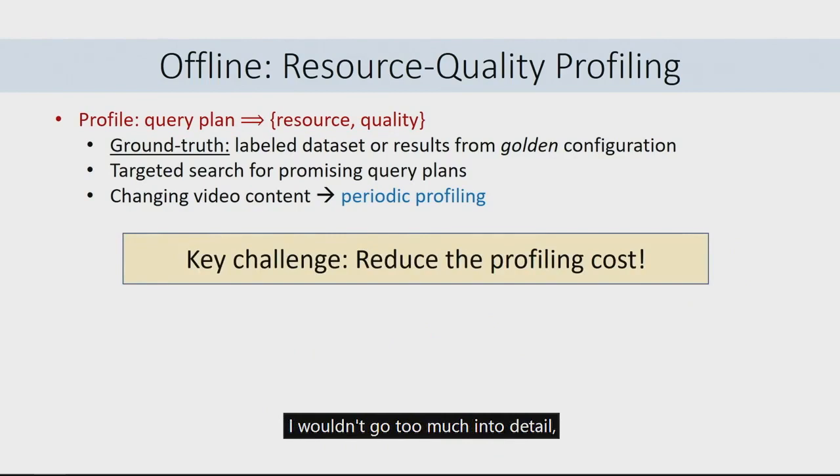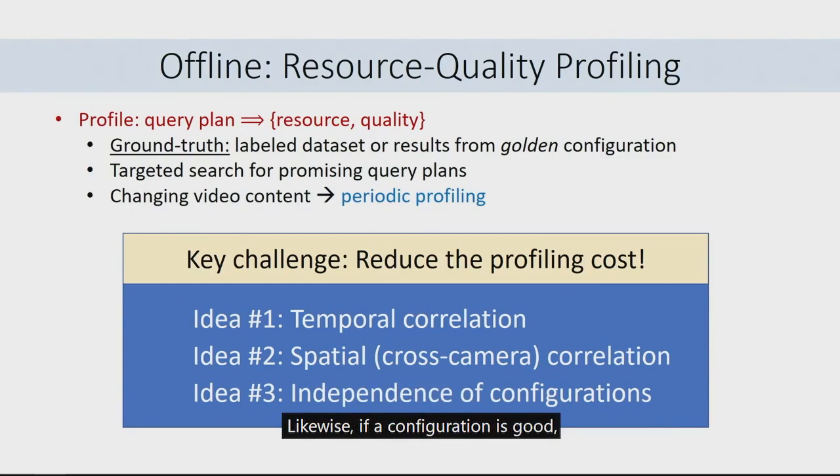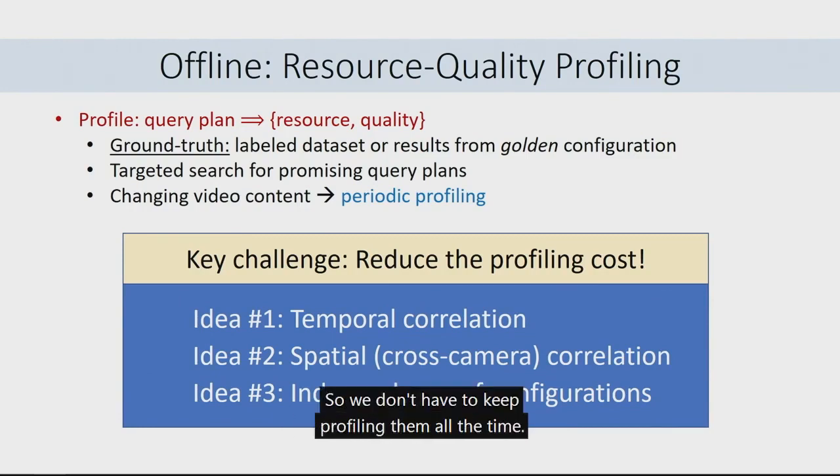I won't go too much into detail, but we use three key techniques here. The first one is temporal correlation, where if a certain configuration is bad, then it continues to be bad for a long time. Likewise, if a configuration is good, it does stay good for a little bit. And so we don't have to keep profiling them all the time.